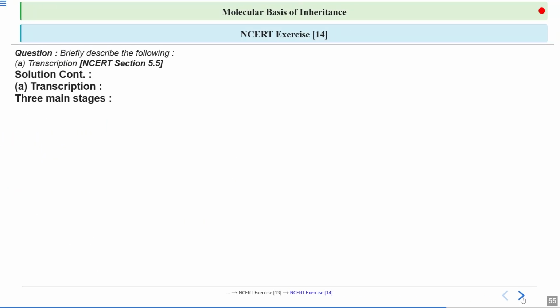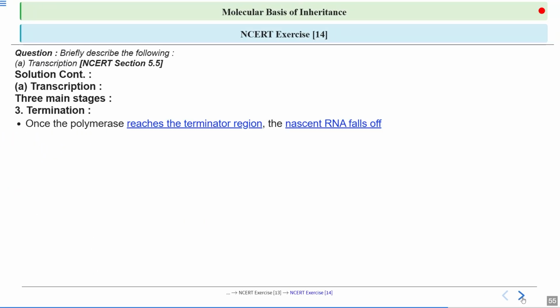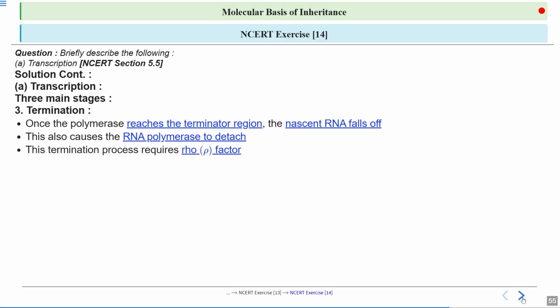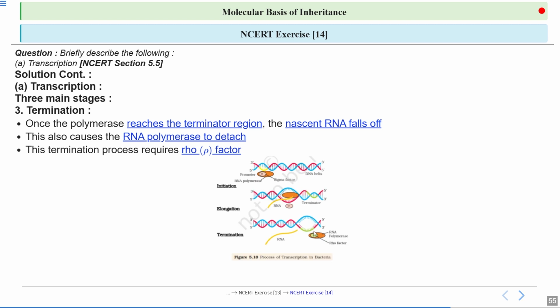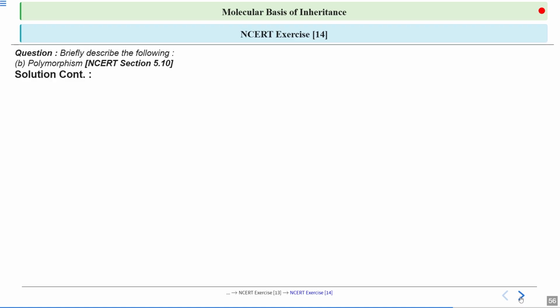Then the last stage is termination. Once the polymerase reaches the terminator region, the nascent RNA falls off. This is also because the RNA polymerase detaches. This termination process requires what? This termination process will require rho factor. So at last what will happen? With the help of this rho factor, the polymerase reaches the termination region and the nascent RNA falls off. This causes the RNA polymerase to detach. So these are the main three stages of transcription.